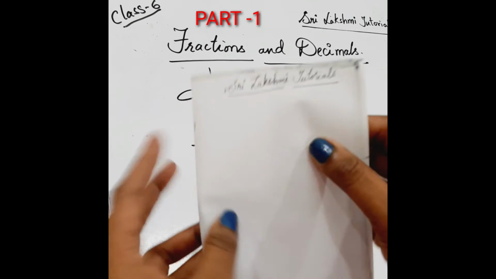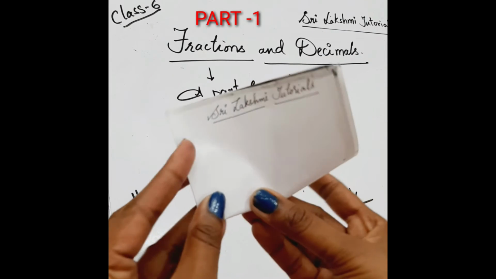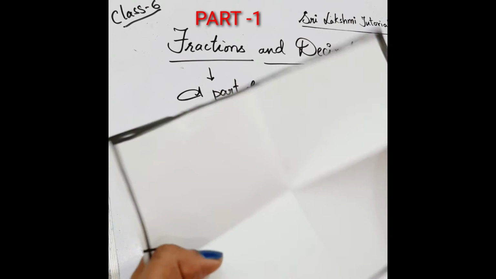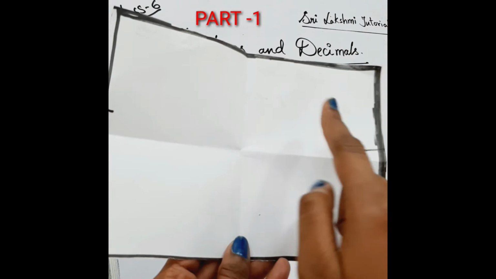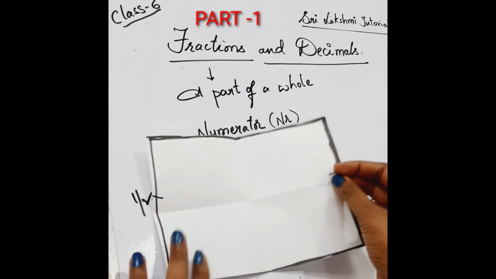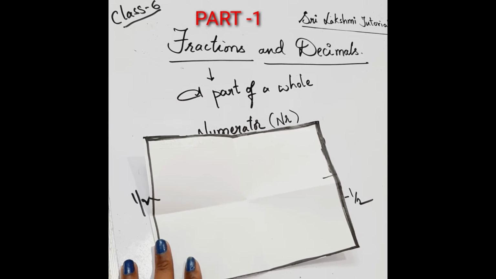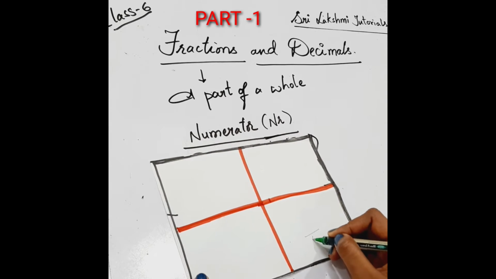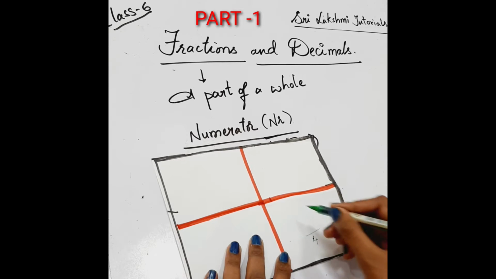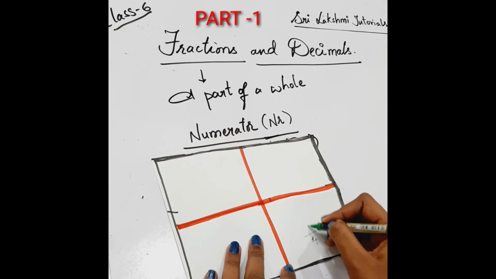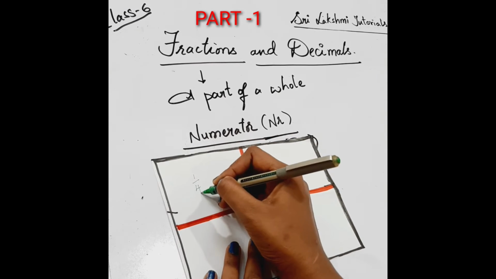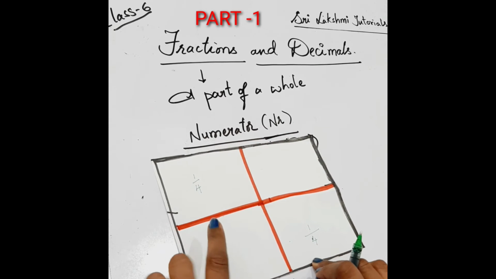Already one fold is done, now the next fold. How many foldings did I get, children? If I open it, I got 4 foldings: 1, 2, 3, 4. How is this represented in fractions? Now this total is divided into 4 parts. Each part is denoted with 1 by 4, and this part is also 1 by 4. Each part is written as 1 by 4.